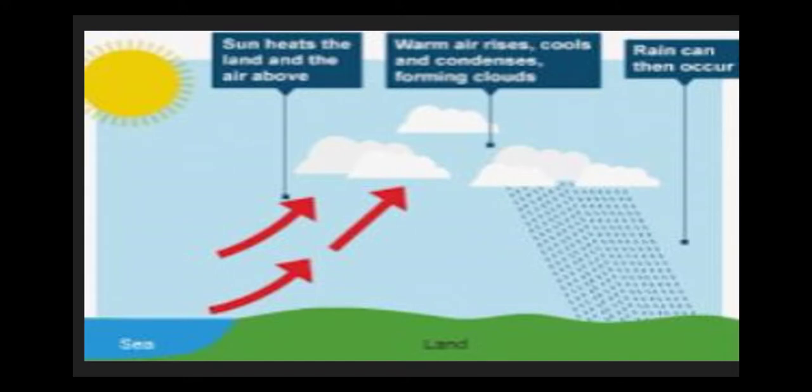Such rain is usually in the summer or in the hotter part of the day. This type of rainfall generally takes place in the equatorial region and the internal parts of the continents.